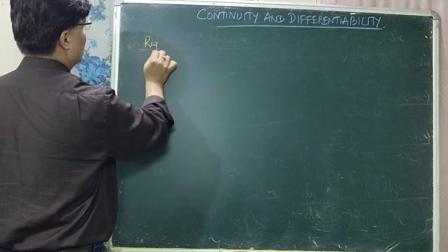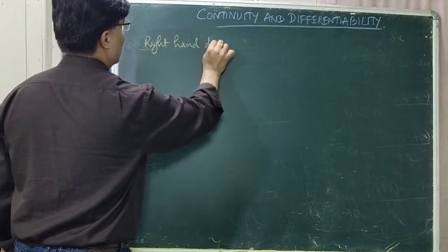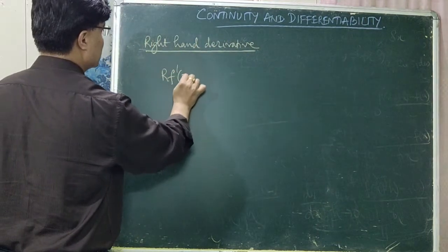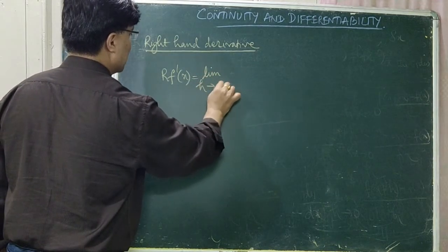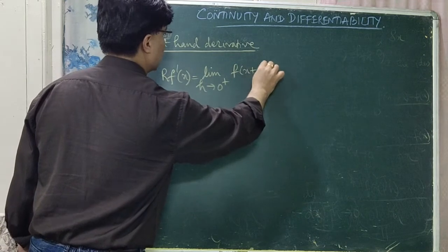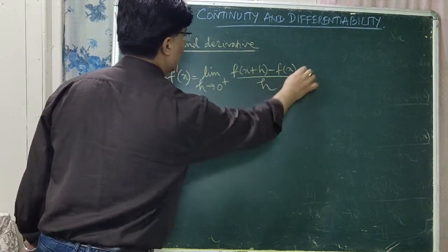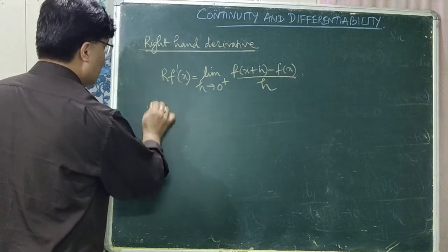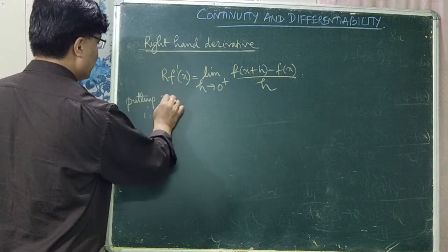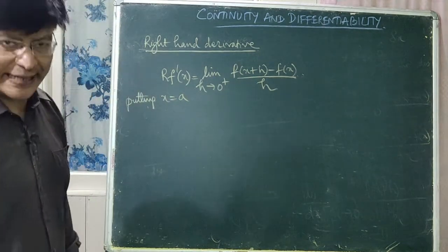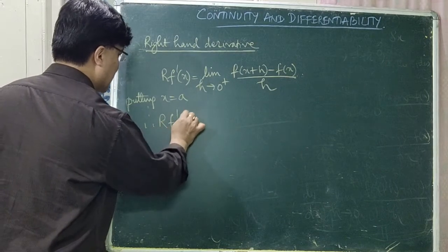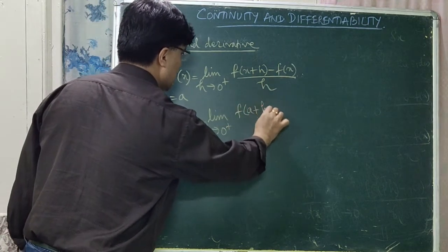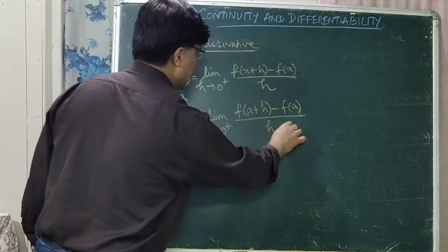Okay, so right hand derivative. The right hand derivative is denoted by capital R f dash of x is equal to limit as h tends to 0 plus f of x plus h minus f of x, this whole divided by h. Let us assume putting x is equal to a. So if you put x is equal to a, what does it become? Capital R f dash of a is equal to limit h tends to 0 plus f of a plus h minus f of a, whole divided by h.